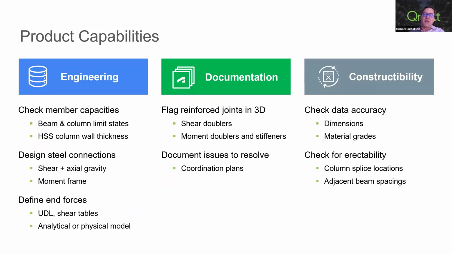So this means we're checking things like member capacity checks. We're checking the local limit state. So when you're putting holes in the beams, for shear capacities or local buckling, looking at the connections themselves, of course, designing connections for shear plus axial moment.